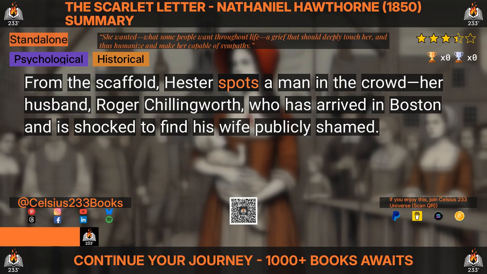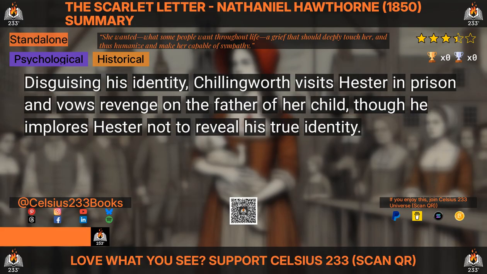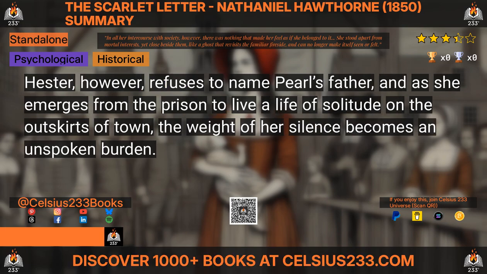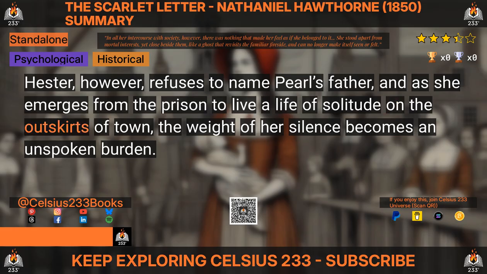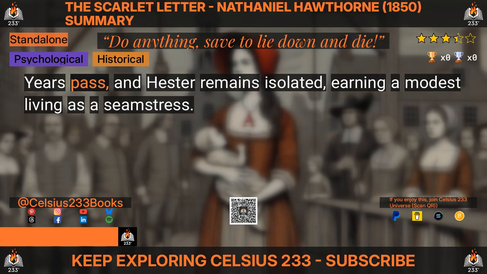From the scaffold, Hester spots a man in the crowd, her husband, Roger Chillingworth, who has arrived in Boston and is shocked to find his wife publicly shamed. Disguising his identity, Chillingworth visits Hester in prison and vows revenge on the father of her child, though he implores Hester not to reveal his true identity. Hester, however, refuses to name Pearl's father, and as she emerges from the prison to live a life of solitude on the outskirts of town, the weight of her silence becomes an unspoken burden.